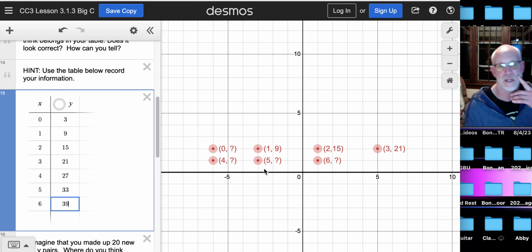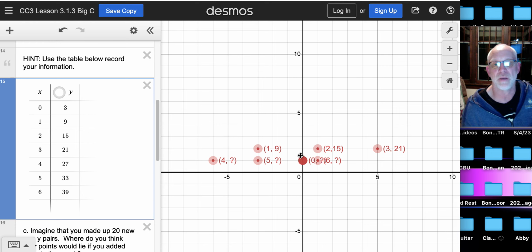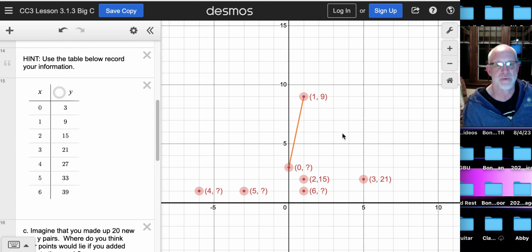So now they want to know, can you graph these points? So I'm going to go here and I'm going to say over 0, up 3. 1, 2, 3. Now, if I get it in the right spot, it should connect. This one, over 1, up 9. 1, 2, 3, 4, 5, 6, 7, 8, 9. Look at that. Tells us that we're correct.